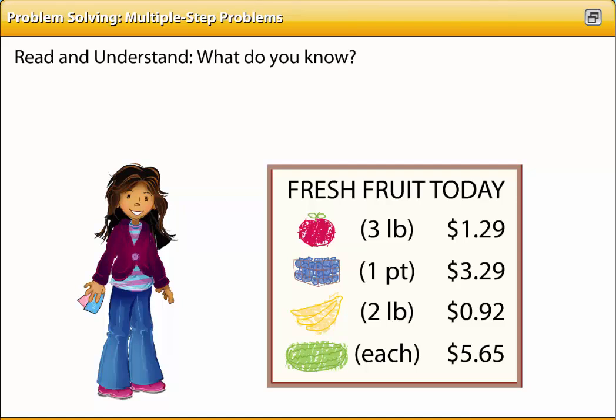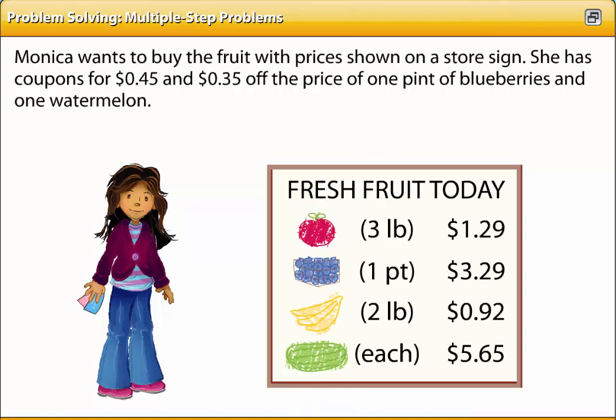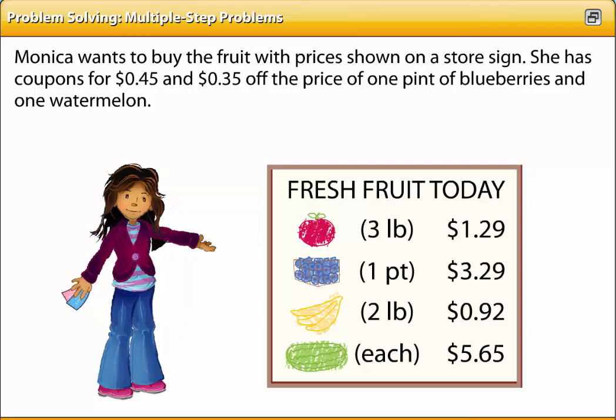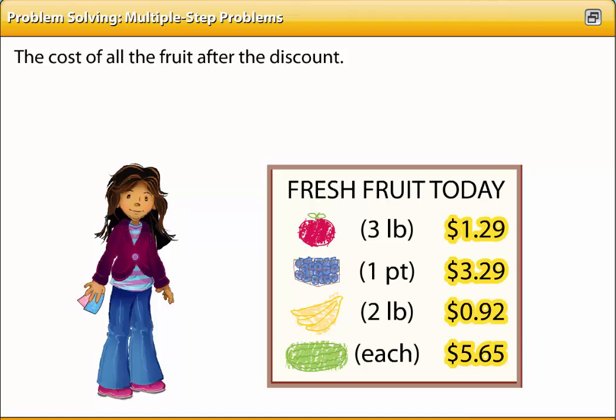Read and understand. What do you know? Monica wants to buy the fruit with prices shown on a store sign. She has coupons for 45 cents and 35 cents off the price of 1 pint of blueberries and 1 watermelon. What are you asked to find? The cost of all the fruit after the discount.